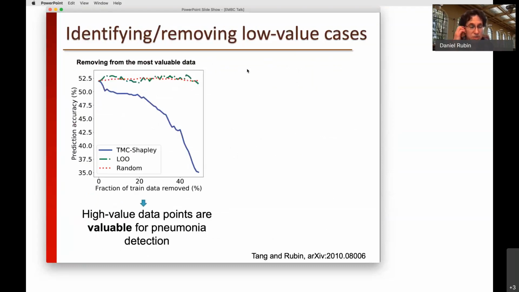I can send you a reference if you're interested, but the critical results I'm showing on this slide are these. We have a data set of hundreds of cases that were trained, and we had different amounts of training data removed, where we're removing high value data points. As we remove more and more of the percentage of high value data points, measured by the Shapley value, the prediction accuracy of the model starts out at around 52%, an average performing model, but drops down to around 35% as we remove more and more valuable data. Now, one would obviously not want to do this in practice.